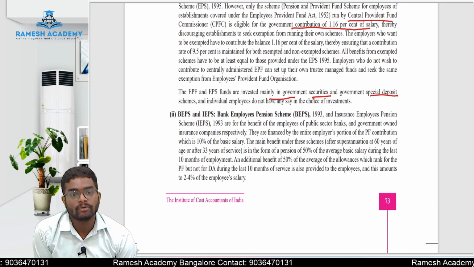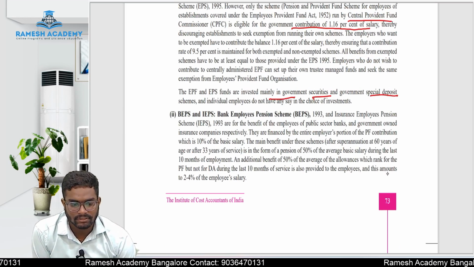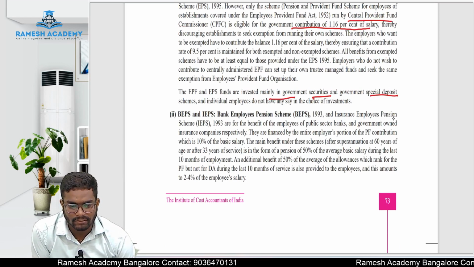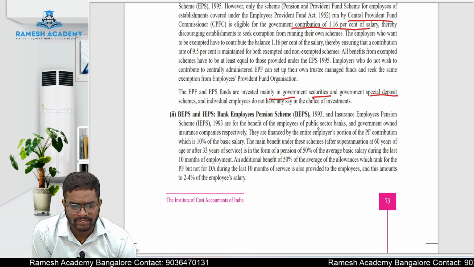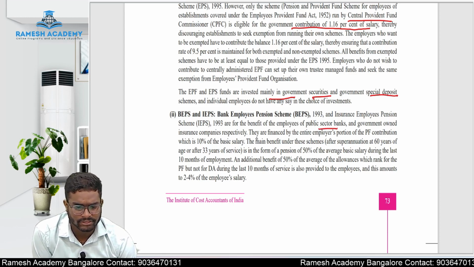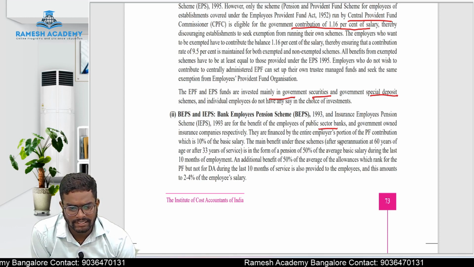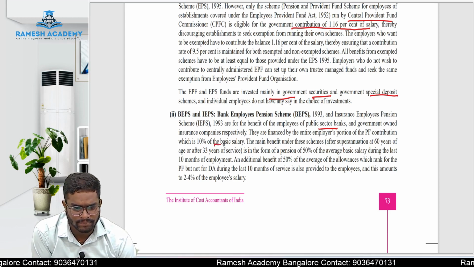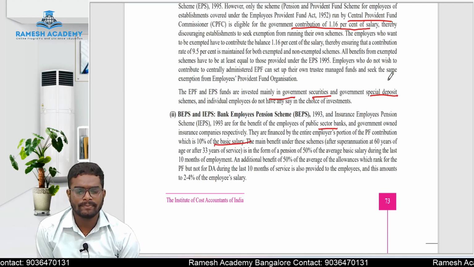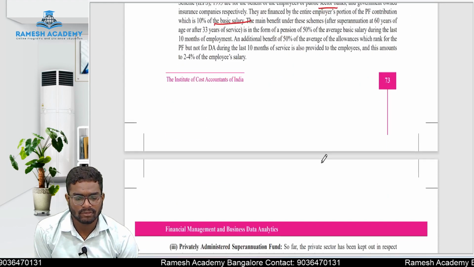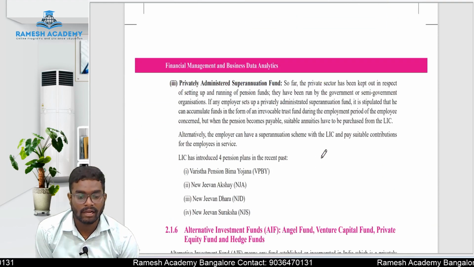Next, bank employees. So bank employees will have their own pension scheme for the benefit of the employees of public sector banks and government owned insurance companies respectively. They are financed by the entire employer portion of PF contribution, which is 10% of the basic salary. So they will be paying as per the norms. This is the main thing.